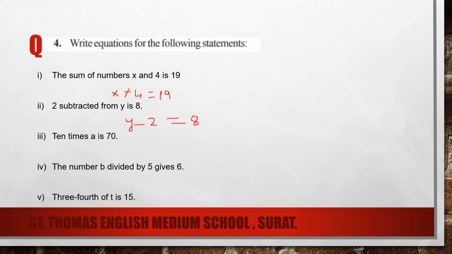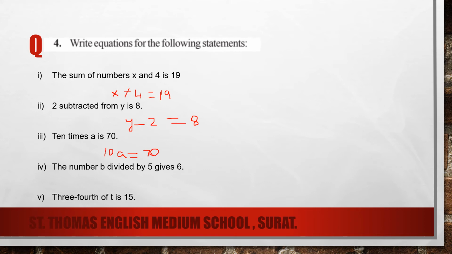Clear? The next one, 10 times a is 70. 10 times. What is the meaning of times? Multiplication. 10 means we can write 1 0. That is 10 times a. That means 10a is 70. Is means equal, and it is 70.